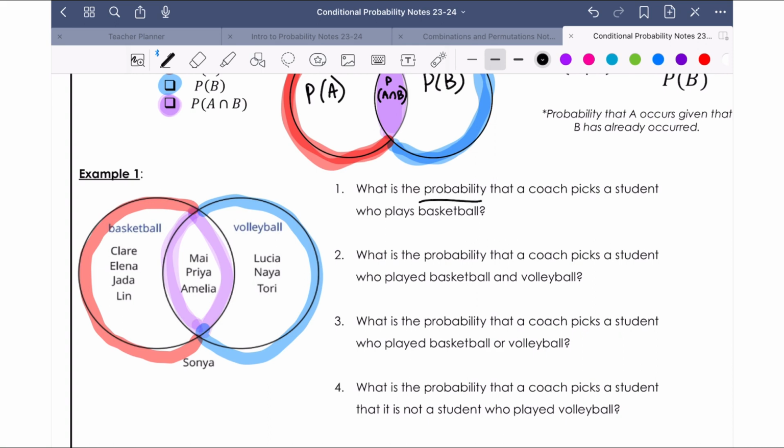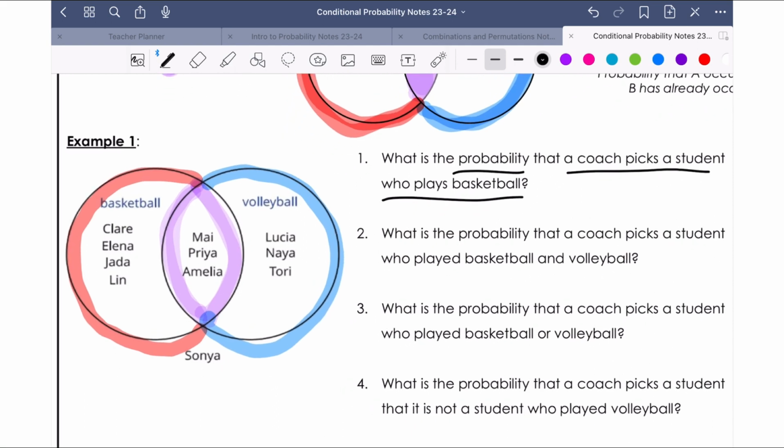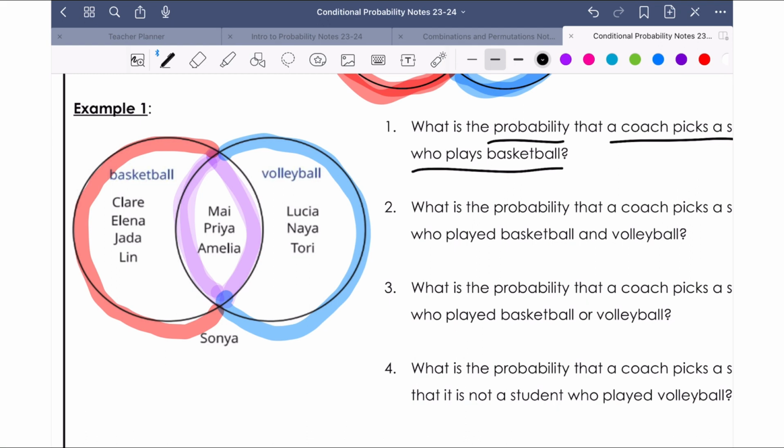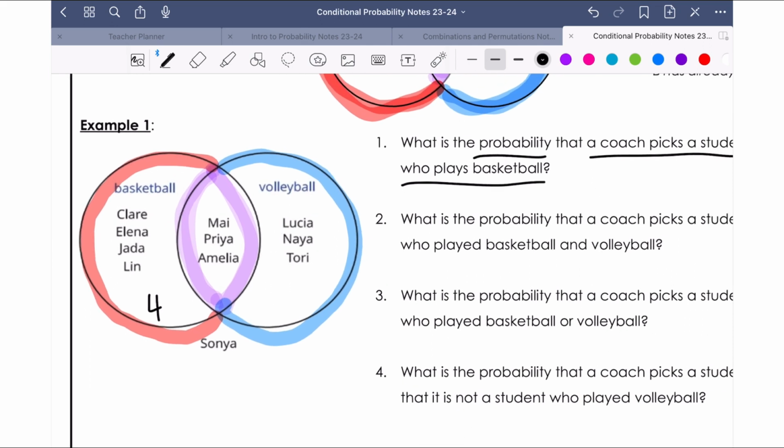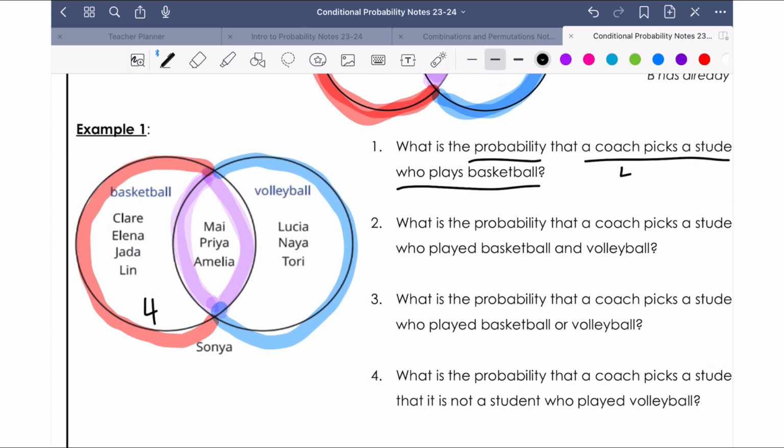All right. Number one, what is the probability that a coach picks a student who plays basketball? Okay, so let's look at our list for basketball. How many girls are in that list? 4. Okay, so there's 4 girls that played basketball out of how many? What's our total? I'm just going to count here. There's 4 there, 3 here, 3, and 1 on the outside who didn't play anything. So 4, 5 plus 6, 11. So 4 out of 11 is the probability that the coach will pick someone who played basketball.